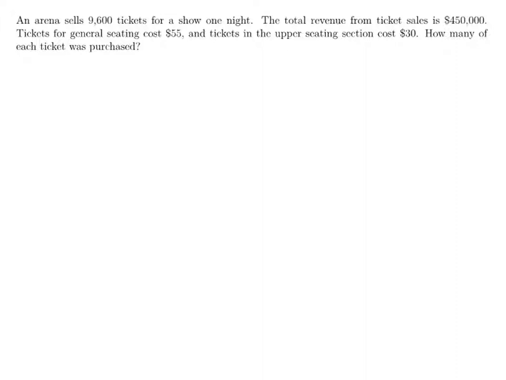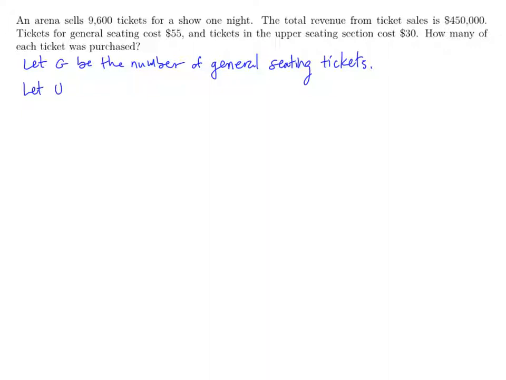To start, we'll define our variables, and since we need to determine the number of general seating tickets and the number of upper seating tickets, those will be the two variables that we determine. So let's let G be the number of general seating tickets. And after that, let's let U be the number of upper seating tickets.